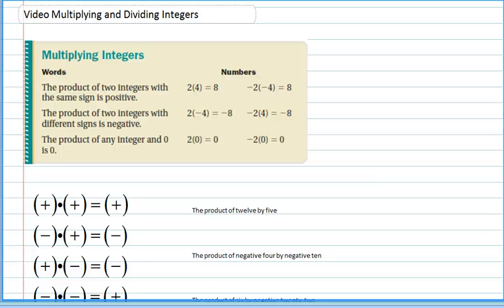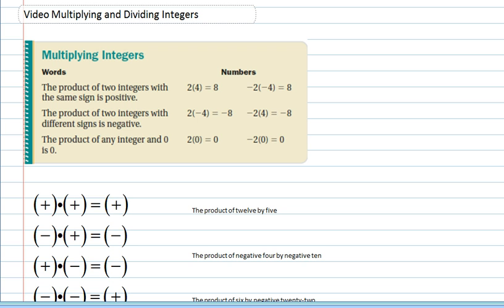Multiplying and dividing by integers. In this video, you will be learning about multiplying and dividing integers. There are three basic rules that apply to multiplying integers.